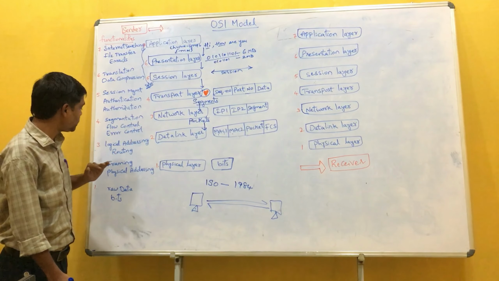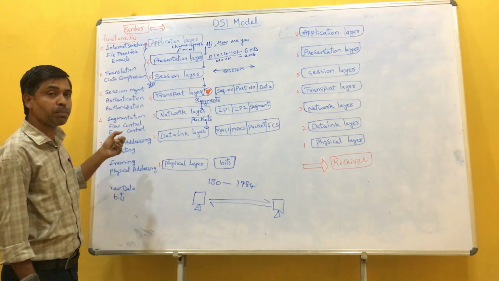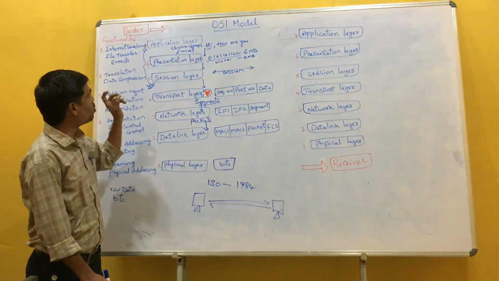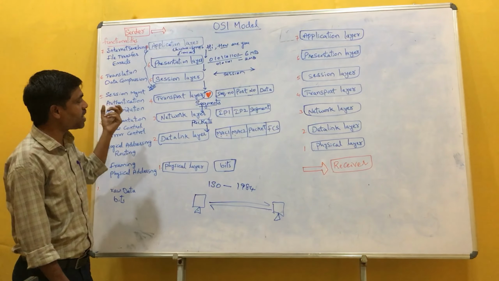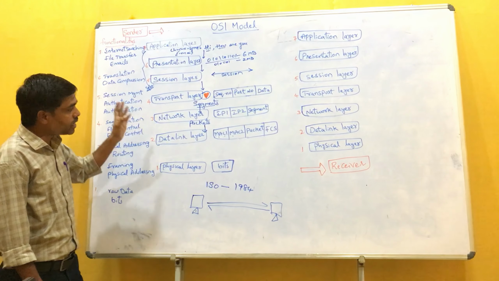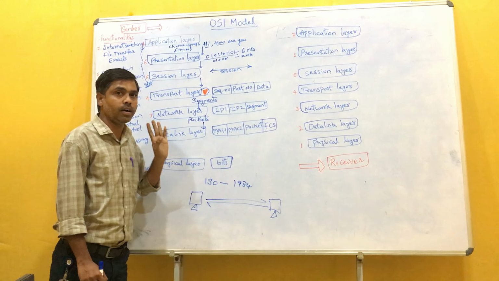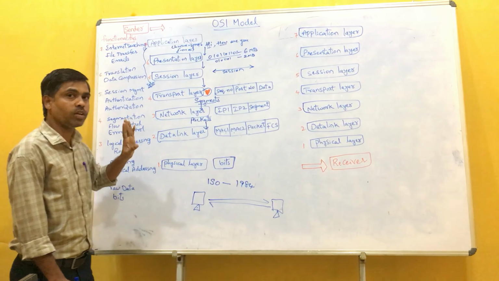Once the data is done, for physical addressing, for each and every device a unique MAC address will be available. For the sender we have a unique MAC address, and for the receiver also we have a unique MAC address. By using this unique MAC address, the sender and receiver can exchange the message without any error, without any problem.